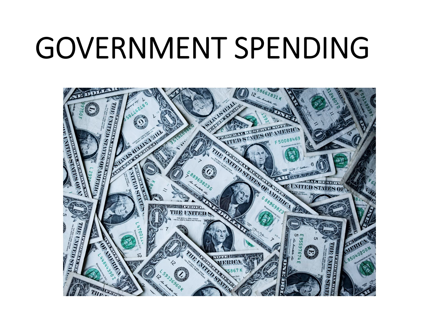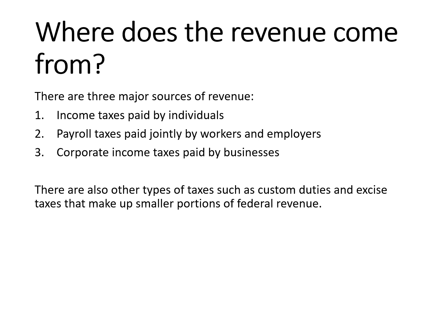This module is going to cover government spending. Where does the revenue come from? There are three major sources of revenue. The first one is income taxes paid by individuals. Second is payroll taxes paid jointly by workers and employers. And third, corporate income taxes paid by businesses.